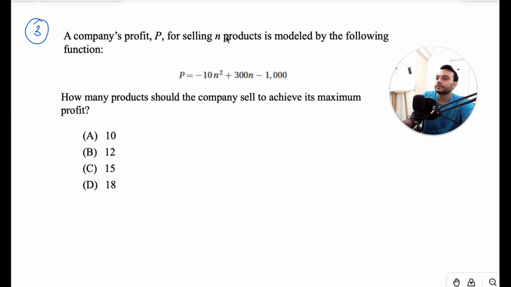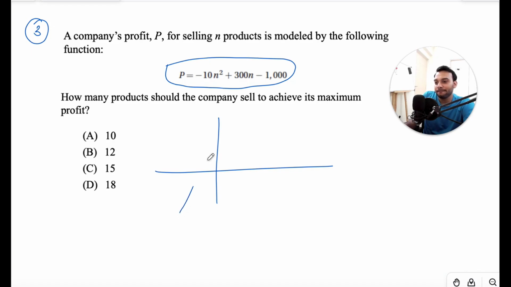Okay. So the profit is modeled by a quadratic equation. And since you can see that the coefficient of n squared is negative, that means it's a parabola opening downwards. The vertex will represent the maximum. This would be represented by the vertex. So how many products should the company sell to achieve its maximum profit? And n is the number of products. So that would occur at the vertex.